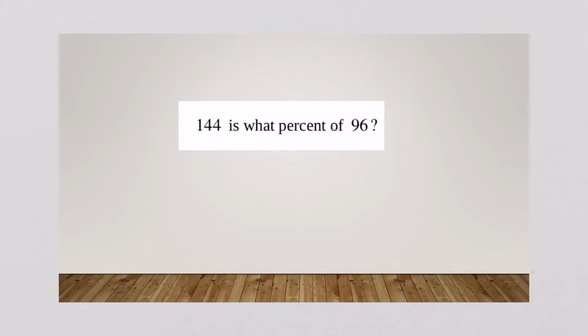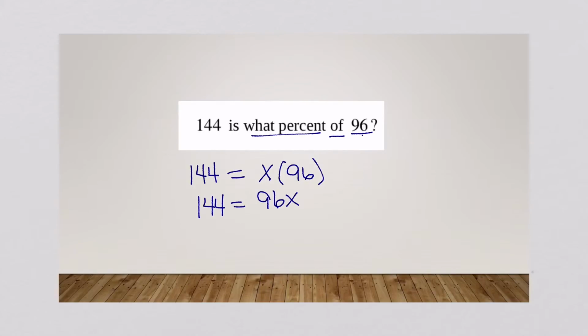Okay, this problem, 144 is what percent? What percent means x? Of means multiply. 96 goes in here. I could have also written it as 144 is equal to 96x. Divide by 96. And I get that x is equal to 1.5. But notice I didn't set anything up as this over 100, so I actually have to move the decimal 2 places, so I would get 150%.